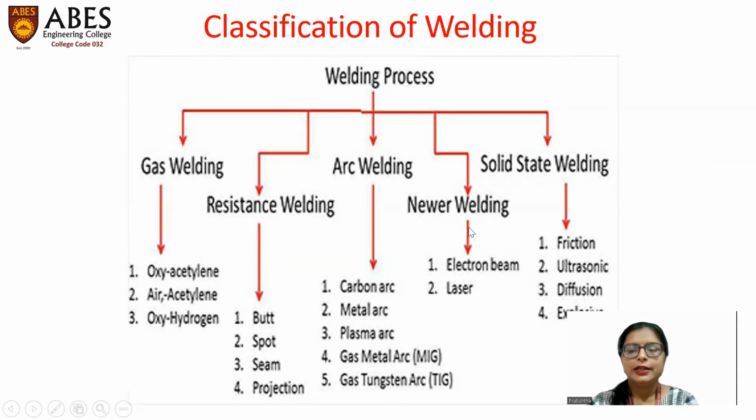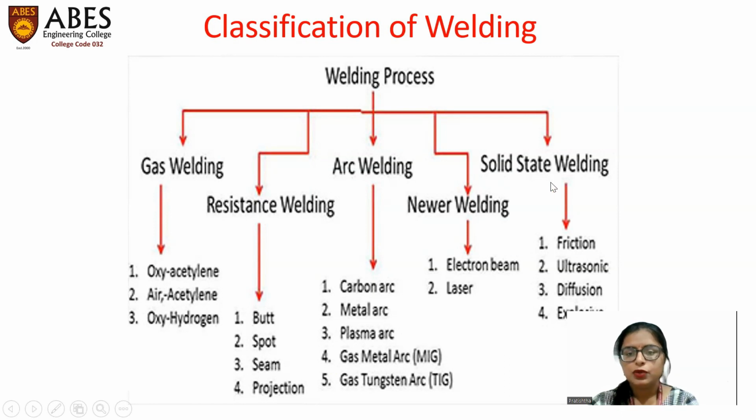The fourth category is related to some innovative and newer welding processes, like electron beam welding, in which a very concentrated electron beam is the source of heat. The second newer welding process is laser beam welding, in which a laser beam acts as a source of heat to melt the base metals. The fifth and last category of welding process is solid state welding.